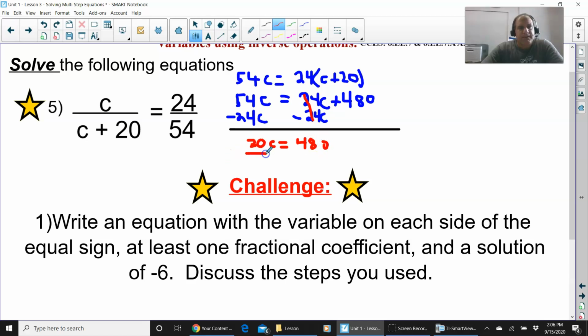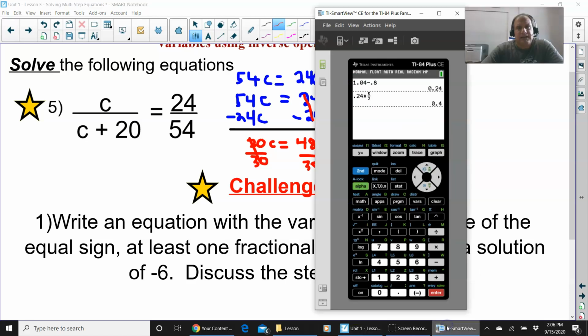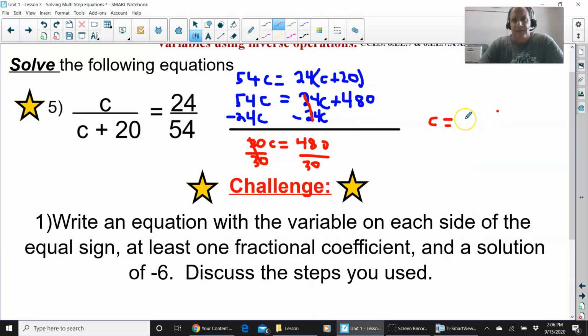So you divide by 30 on both sides. Grab your calculator. This cancels. C equals, grab that calculator, 480 divided by 30. 16. So 16 is your answer, and that is it.